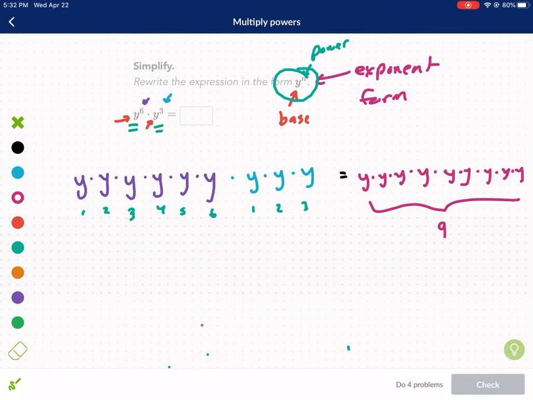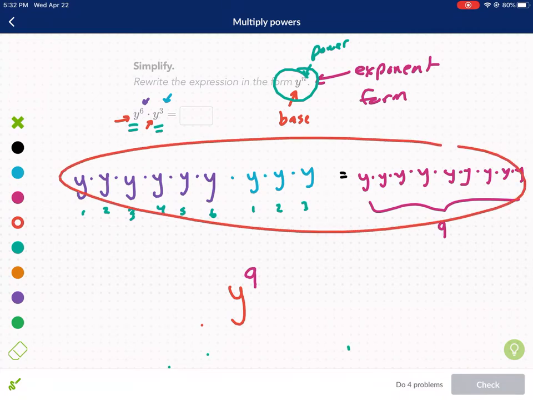So how do I write that in exponent form? Well, my base hasn't changed. It's still y. But how many times am I multiplying y times itself? I'm multiplying by itself 9 times. Now, is there a different way to get that answer so I don't have to write this much each time I do a problem like this?